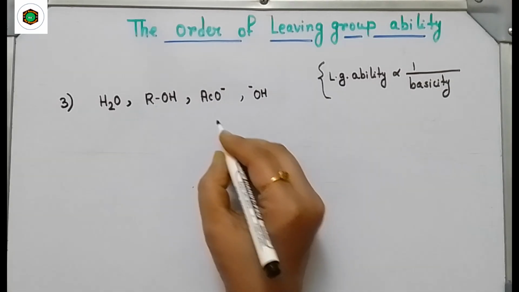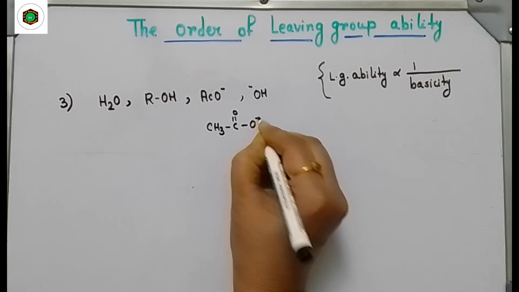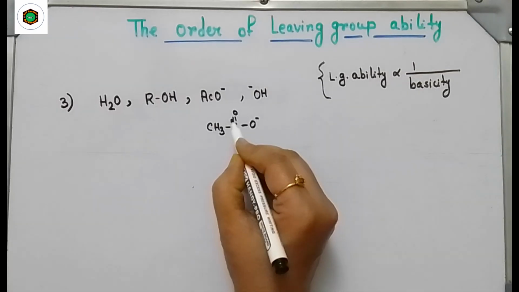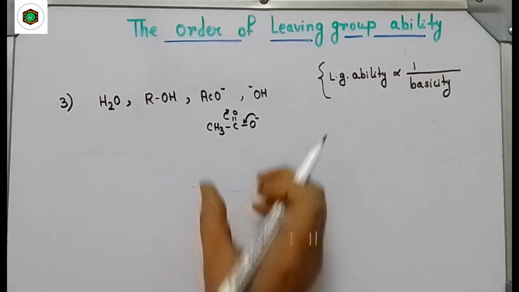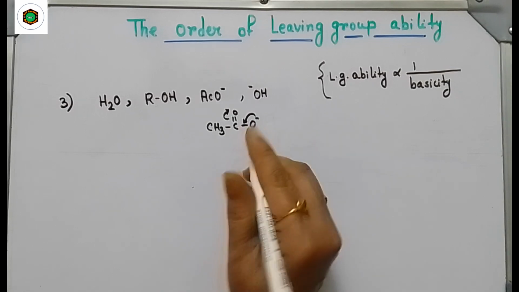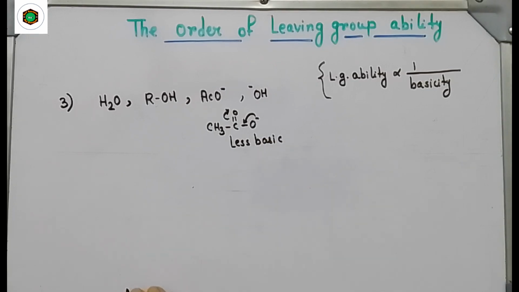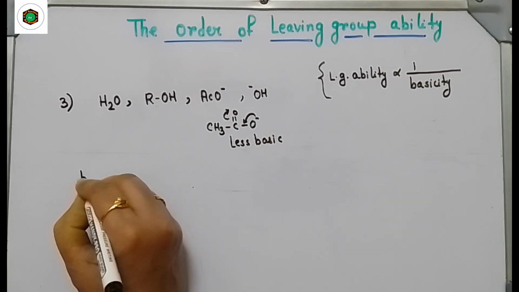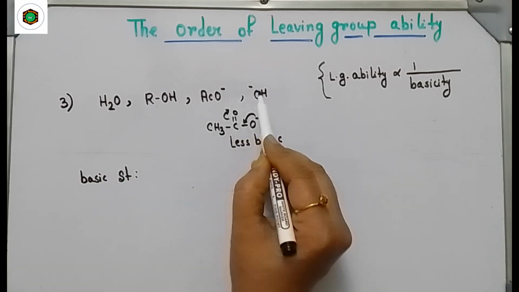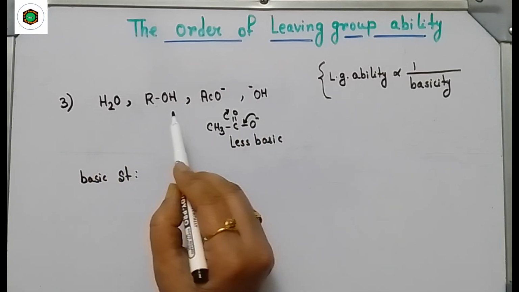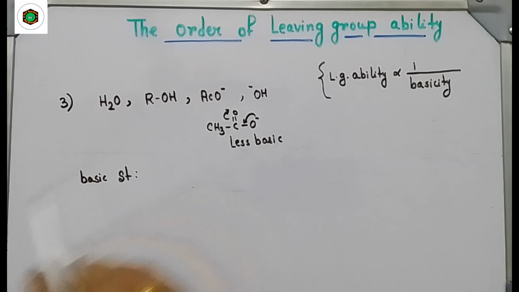Now see here, in acetate, in conjugation with this negative charge, a C double bond O group is there. Therefore it is involved in resonance. Therefore it is more stable. It is more stable means it is less basic than OH minus. So if you find out the basic strength order, since these two are negatively charged, these two are more basic than these two, and between these two, this is more stable, therefore it is less basic than this.